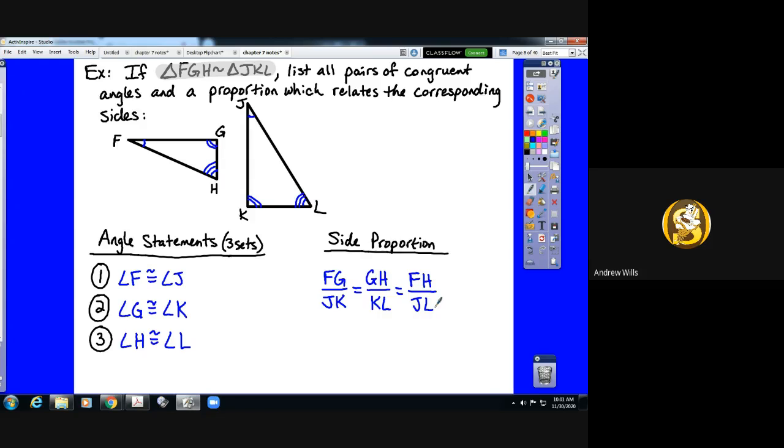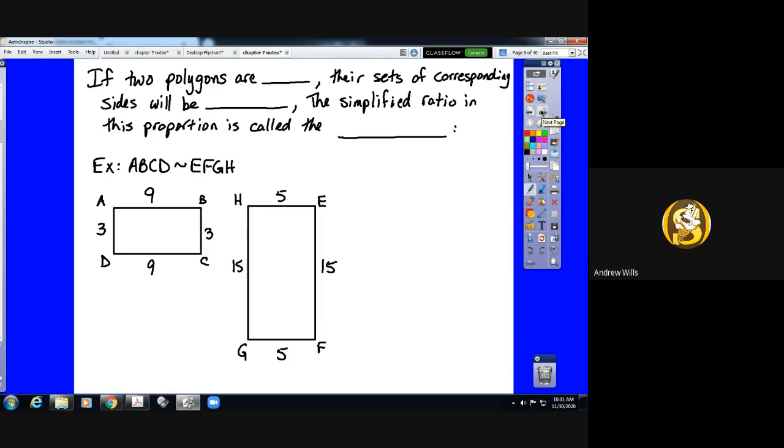Okay, so the next little bit of information involves the proportion itself. If our 2 polygons are similar, then we've already said their sets of corresponding sides are going to be proportional. In other words, they're going to form that extended proportion. As it turns out, all 4 ratios in that proportion are equal to the same simplified ratio. And this is a term you probably heard in middle school. That simplified ratio is called the scale factor.